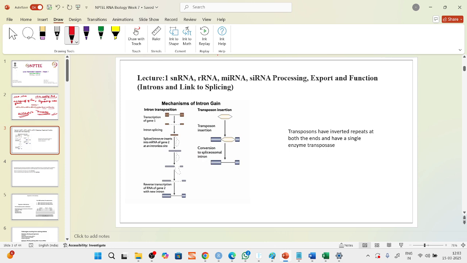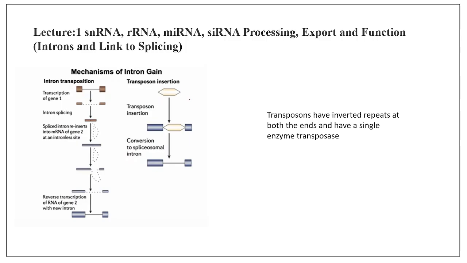First of all, intron transposition. What is intron transposition? Let us see. This is one gene. This is the intron. Now these are exon 1, exon 2, and in between there is an intron. The transcription happens, and then during the post-transcriptional modification, this intron is spliced out.